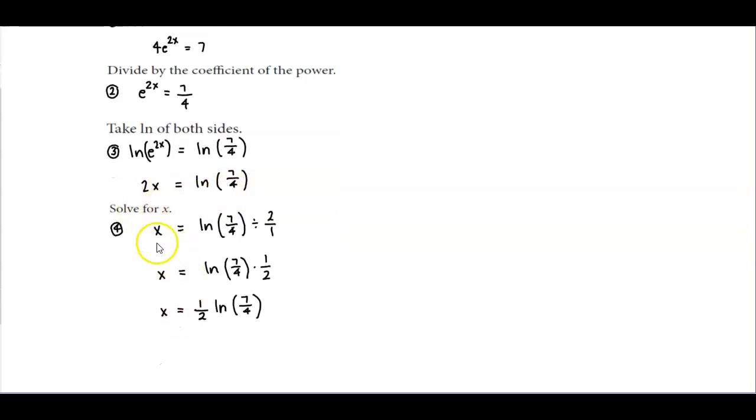And so if we want to solve for x, then we're going to divide both sides by 2, which is the same thing as multiplying it by 1/2. And therefore x is going to equal 1/2 times the natural log of 7/4.